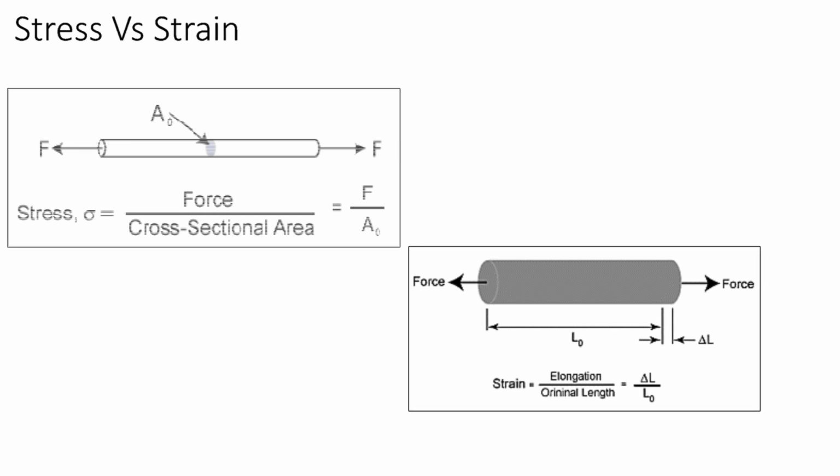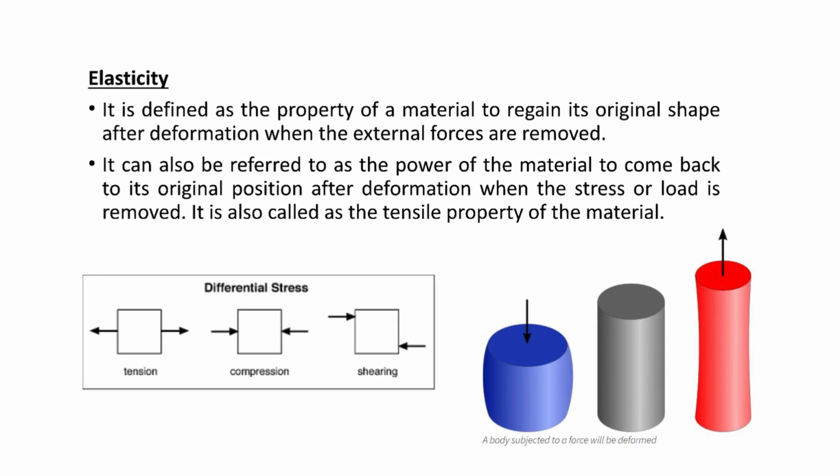Let us now look at a key property: elasticity. It is defined as the property of a material to regain its original shape after deformation when the external forces are removed. Think of it as the power of the material to spring back to its original position after the stress or load is gone. This is also called the tensile property of the material.